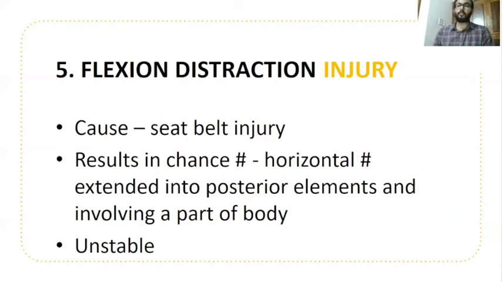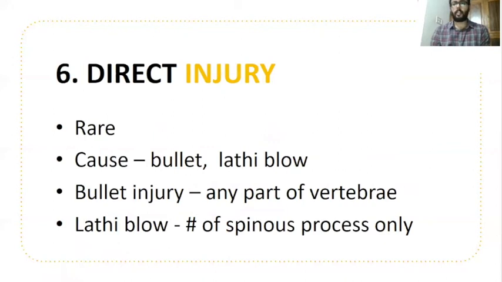Chance fracture is a horizontal fracture across the body of the vertebra, which causes an unstable injury. This flexion distraction injury is actually an unstable injury. The fracture causes displacement. This injury is rare nowadays, and it requires surgical correction if it happens.